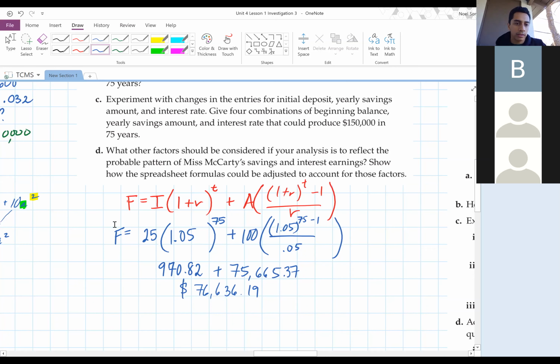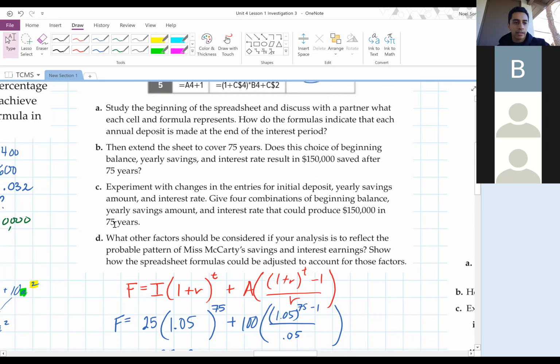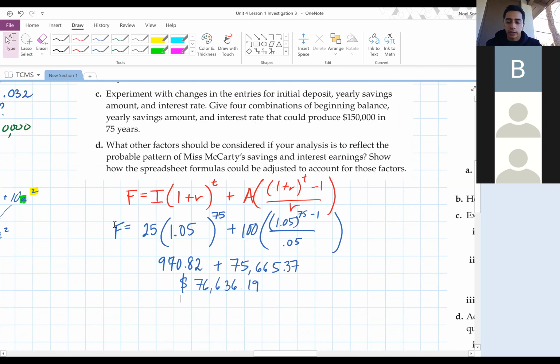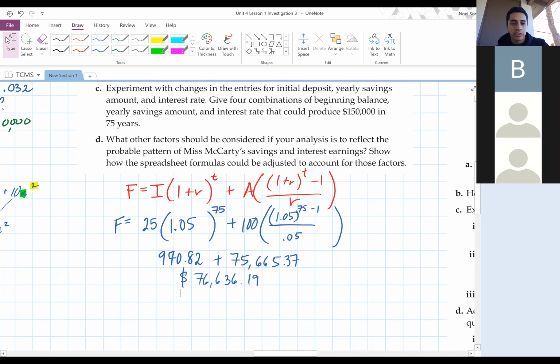So what becomes the interesting part about the rest of the problem is clearly her starting with $25 in the account and only depositing $100 a year is not going to get her to her goal, right? It's almost like she only saved about $1,000 a year. $76,000 after 75 years is not enough. So part C has us experiment with changes in the entries for initial deposit, the yearly savings, and the interest rate, and come up with different combinations so that we can get to 150,000 in 75 years, okay?